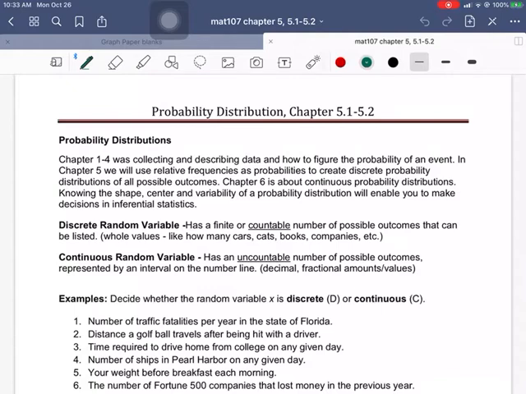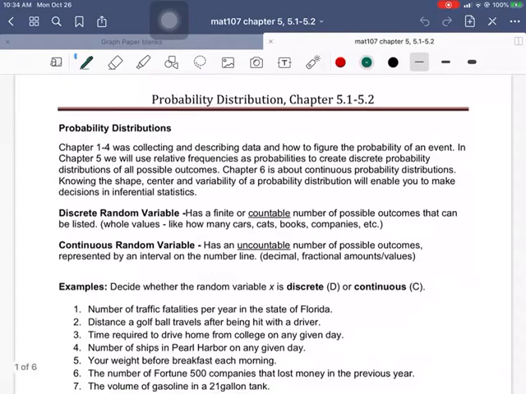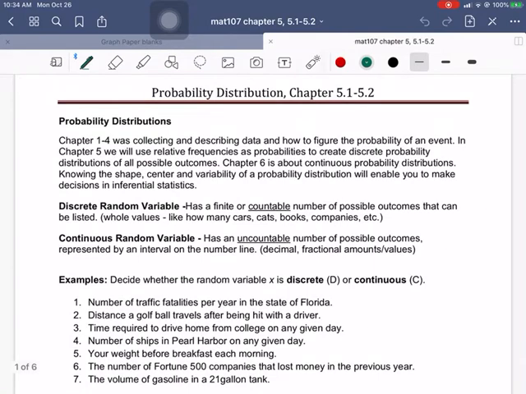So discrete versus continuous. All right, so for example, the number of traffic fatalities in Florida. That is definitely discrete, right? Distance a golf ball travels, though, is continuous, because think about it. You have yards, feet, inches. Time required to drive on any given day is continuous. You have hours, minutes, seconds.